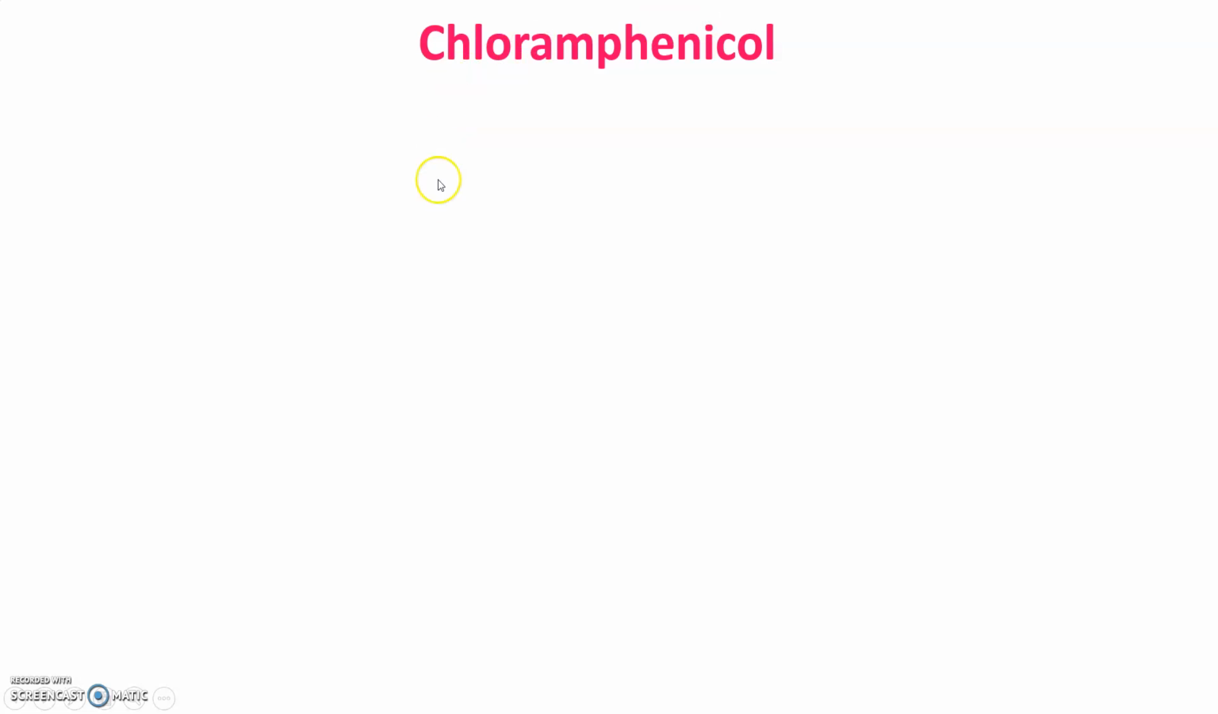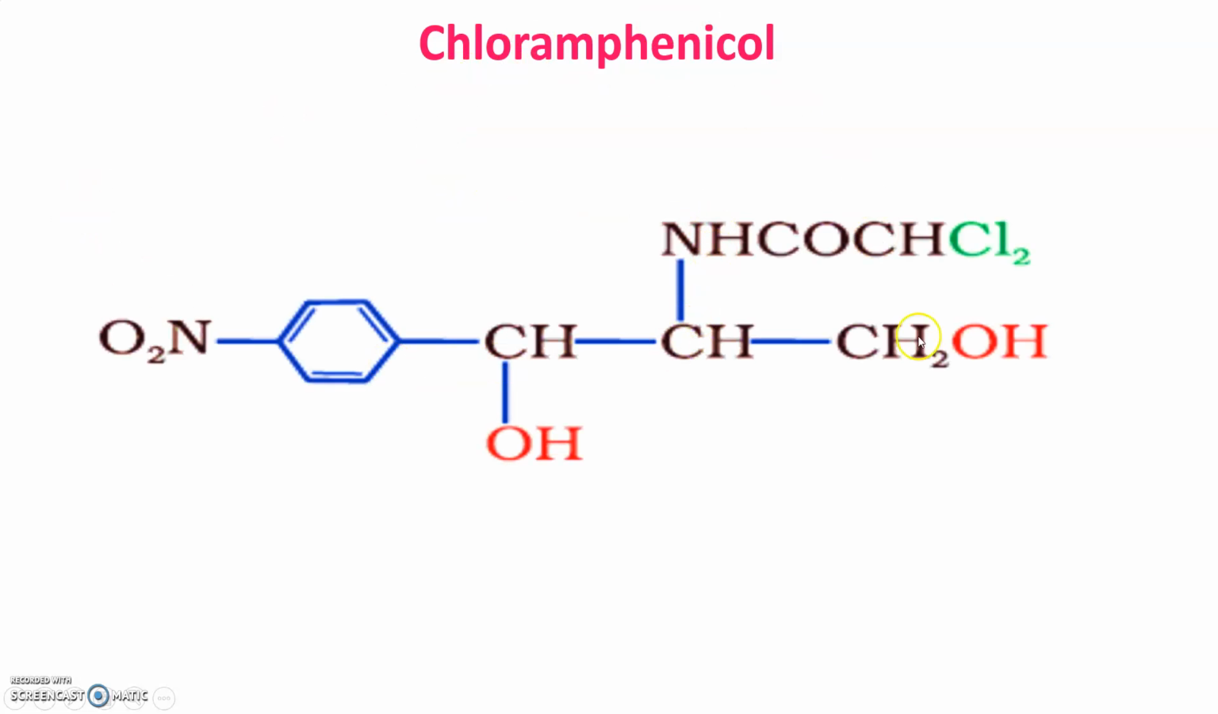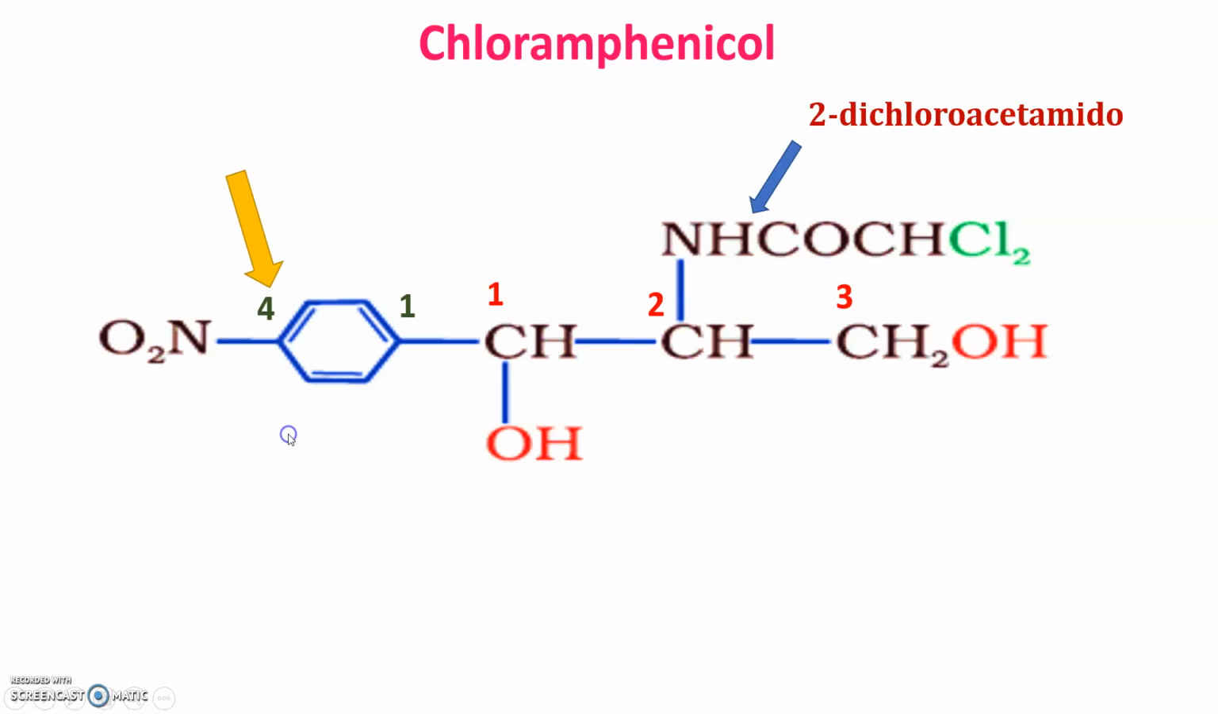The name of that antibiotic is chloramphenicol. This is the structure of chloramphenicol. According to the IUPAC name, first number the straight line chain. Three carbon atoms contain two OH groups. There is the presence of NHCOCHCl2, so 2-dichloroacetamido at position 2. That's why 2-dichloroacetamide. Then there is the presence of a nitro group on the phenyl ring, so at position number 4 there is para-nitrophenyl.